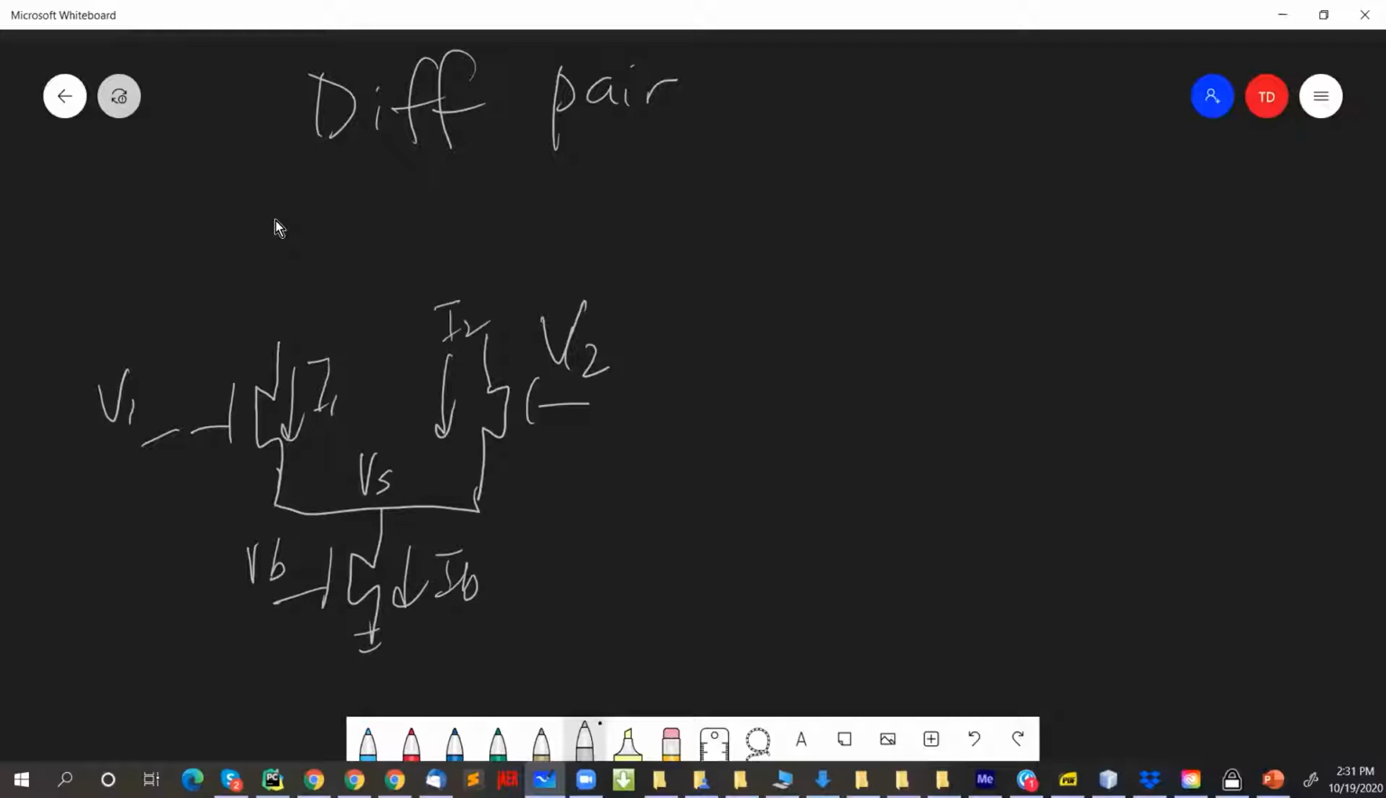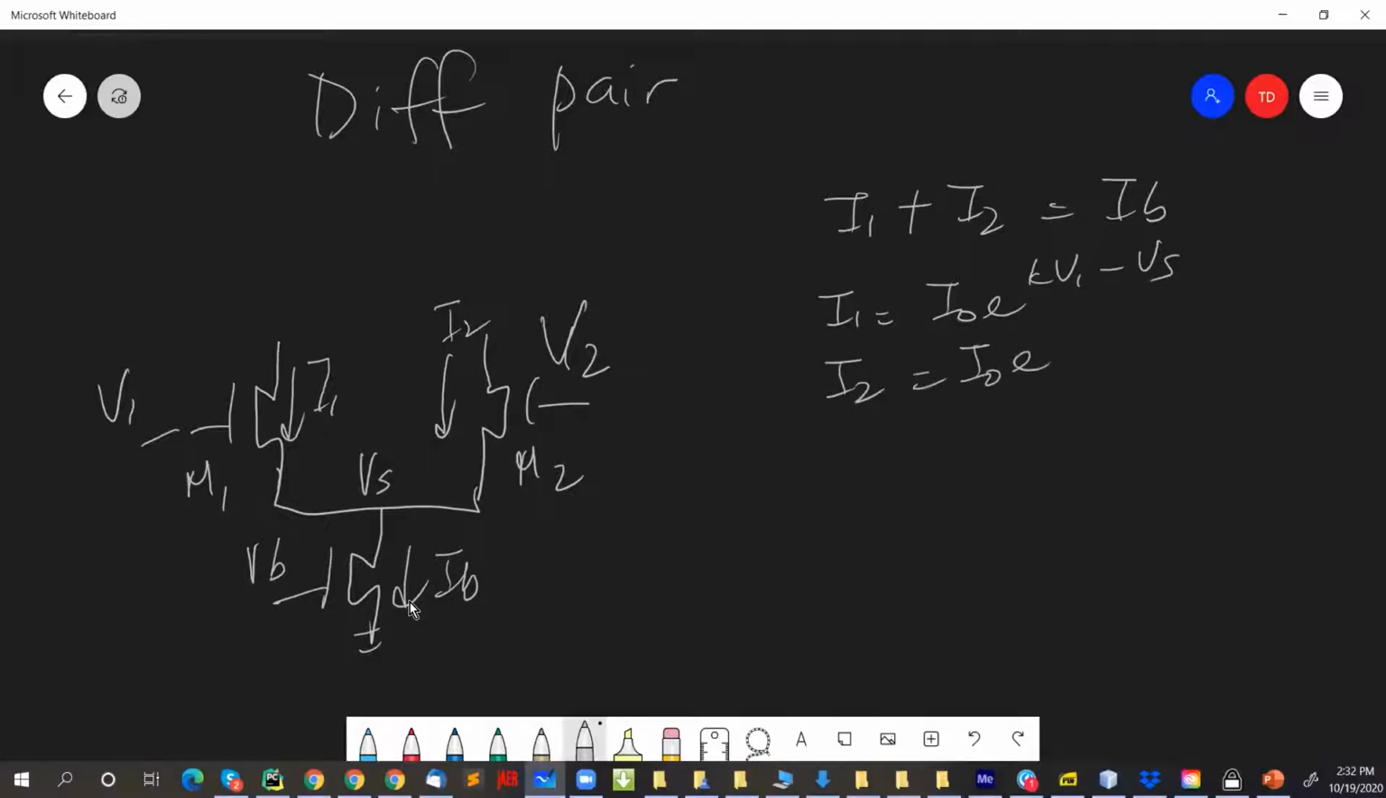And the current flowing through transistors M1 and M2 are correspondingly I1 and I2. Okay, so now again we use Kirchhoff's current law, which says that I1 plus I2 equals IB, right? So we're applying the KCL at this node. Okay, and again we're assuming saturation for everybody, which means it's easier to solve the equation. So what we get is I1 equals I naught e to the power of capital V1 minus Vs, I2 equals I naught e to the power of capital V2 minus Vs, IB is I naught e to the power of capital VB.